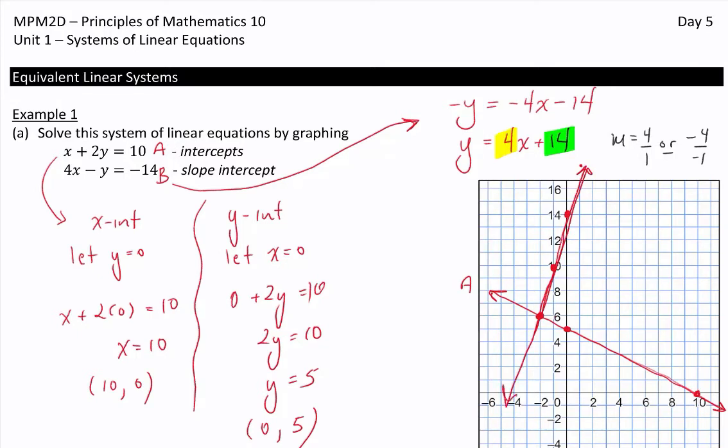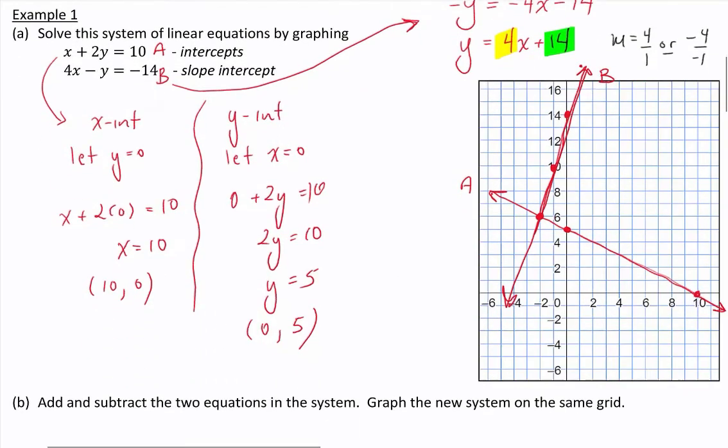So let's draw on that line. That is line B. And we see that these two intersect. Therefore, (x, y) equals (negative 2, 6). The point right here.